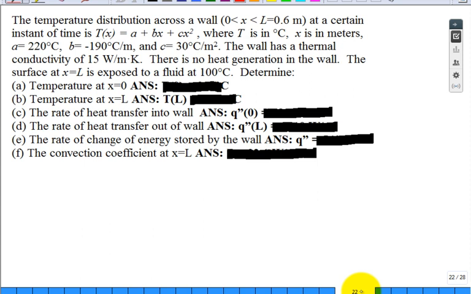Temperature distribution across a wall. So it's in the wall, X goes from 0 to L. And L is 0.6 meters to be a numeric value. So L is 0.6. At an instant in time, this is a little tricky. They didn't say it was steady state. It's probably transient. But at some time, pop, there it is.